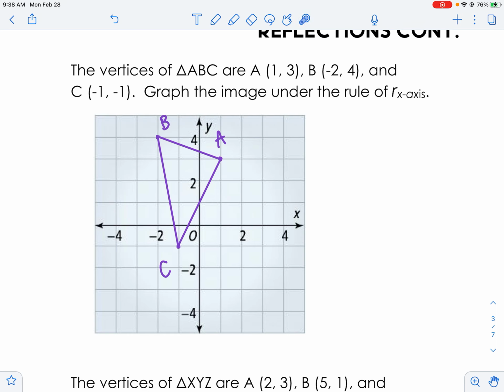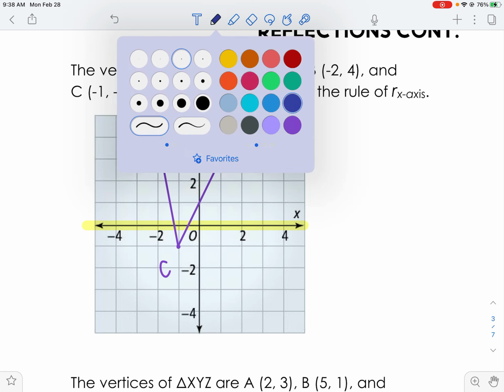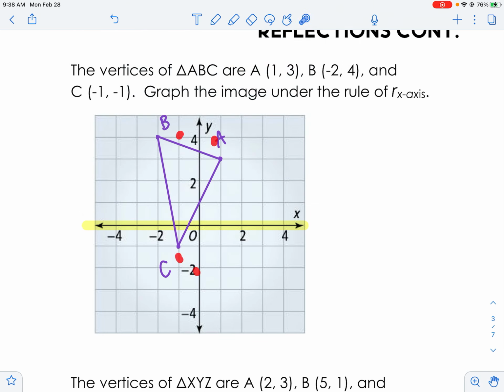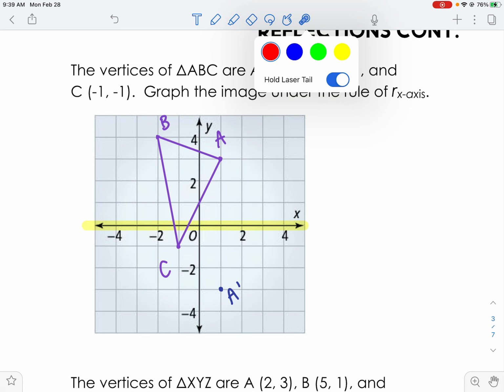under the rule of our x-axis, which means we're going to reflect it across the x-axis. So think of the x-axis like your mirror of reflection. Now, it doesn't matter which side things are on, they're just going to flip over to the other side. So if A is 3 up from my line of reflection, then A prime should be 3 down from the line of reflection. Remember, I'm thinking of this line as like a mirror. That's what I'm flipping over. So 3 away, 3 away. Now C is 1 down from my line of reflection, so C prime should go 1 up from my line of reflection.